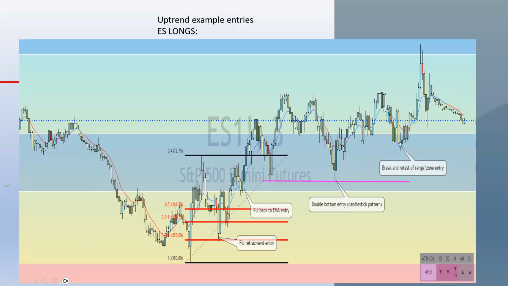We're going up, we're going up. Here's the break. This is another A plus entry for me. When we break out of a zone and we come down and retest it, that's another entry for me to go ahead and take.